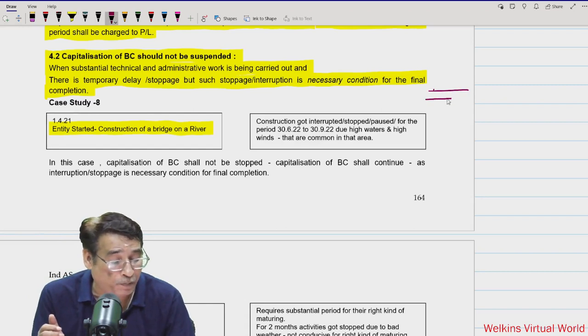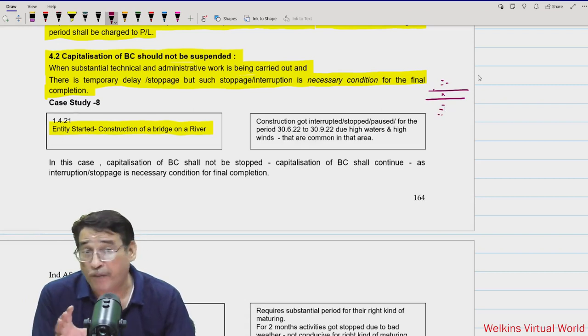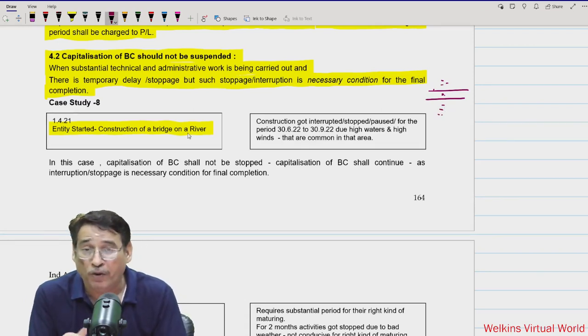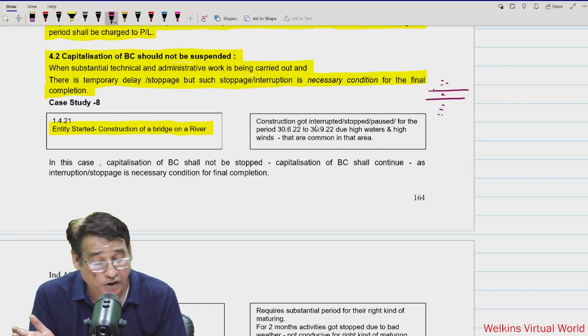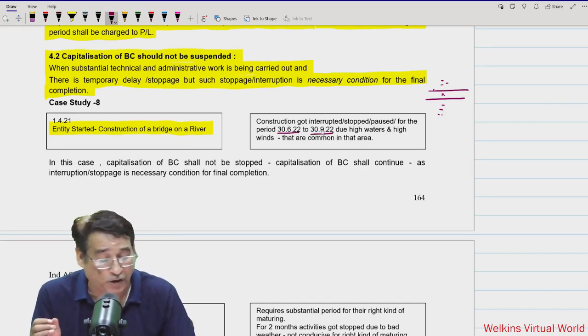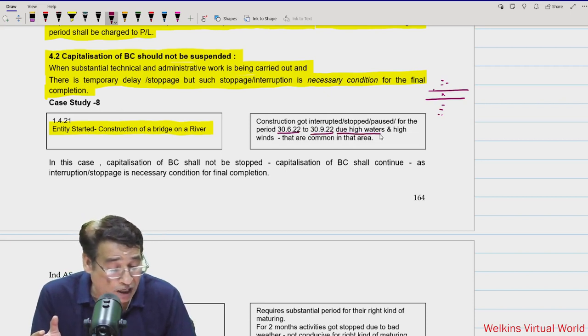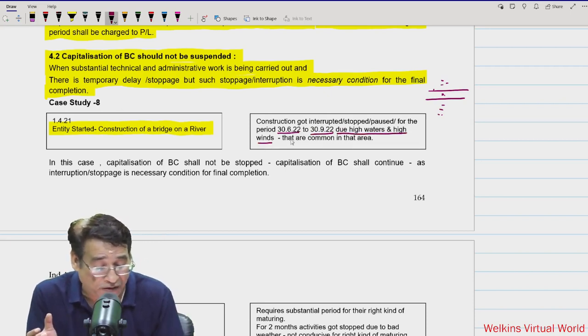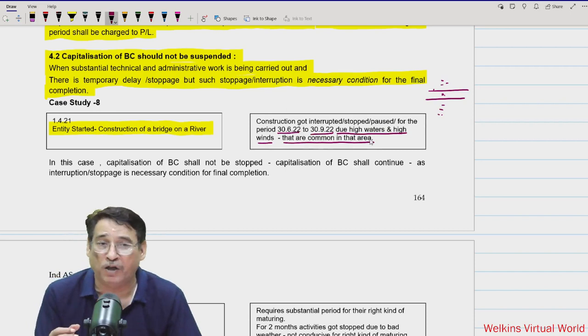Let us say this bridge is being constructed and let us say this is the river. Correct? And the bridge is being constructed over it. Now, the construction activity got interrupted, stopped or paused for the period, let us say, 30th of June till 30th of September 2022, due to high waters and high winds that are very common in that particular area.